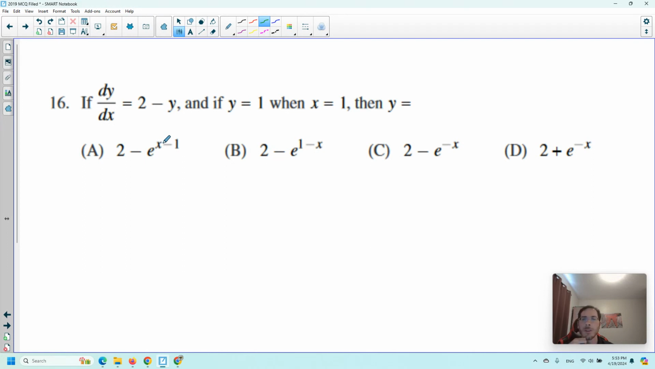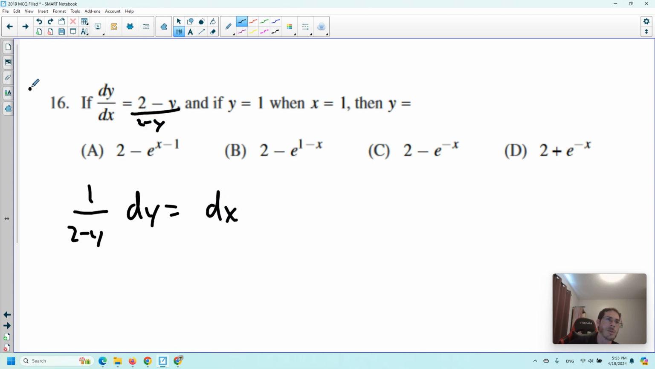Looks like we're probably going to have to do some separation of variables, because we need to get the original function back. So let's go ahead and separate those variables. I would love to just add y, but then I can't move the dx. So unfortunately, my separation of variables is 1 over 2 minus y dy is equal to dx. So I have to divide both sides by 2 minus y, and then I'm going to multiply both sides by dx.